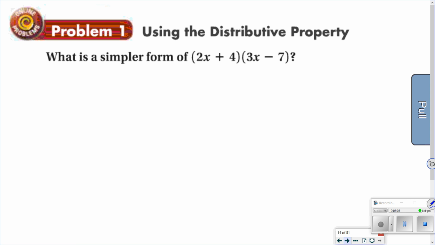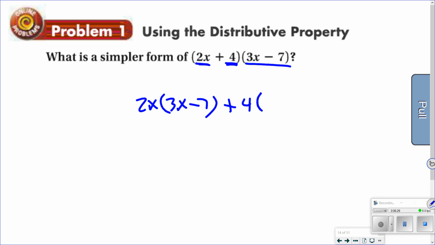This one says use the distributive property. So let me show you that, this is the second method. You're just going to distribute. And what we do is you take the first term here, the 2x, and I multiply it by that second polynomial. So multiply by the 3x minus 7. Plus, then I take the second term 4 and I just distribute it through. I times it by the 3x minus 7.